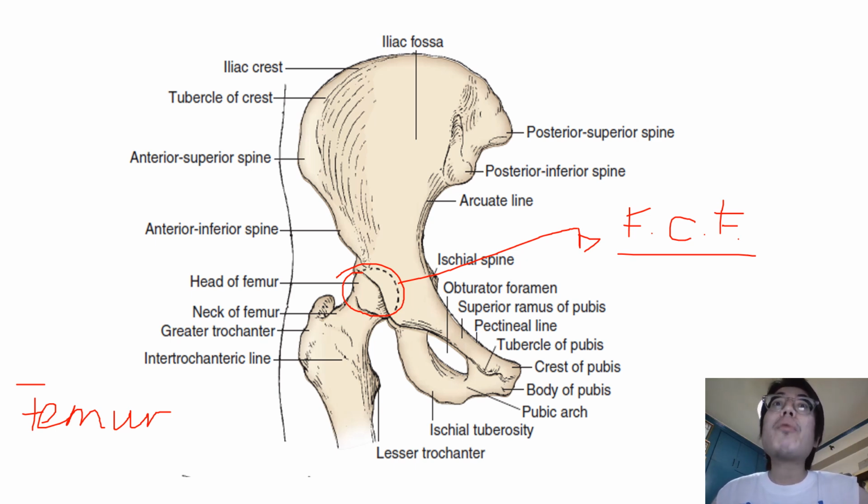Directly below the femoral head is the neck, which of course connects the head to the femoral body or shaft. The femoral neck has an angle of about 125 degrees, and it is a common site of fractures. It is separated from the shaft in front by the intertrochanteric line over here. The intertrochanteric line is the attachment of the iliofemoral ligament.